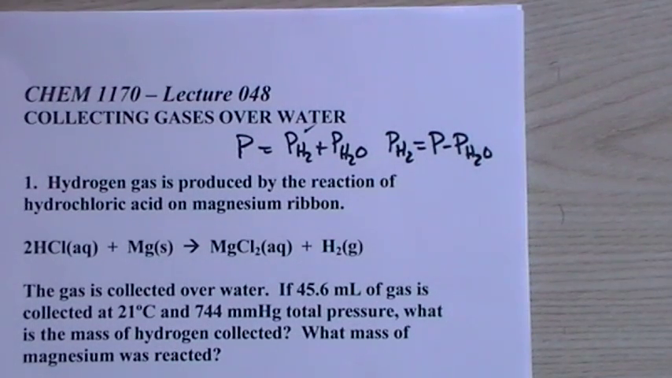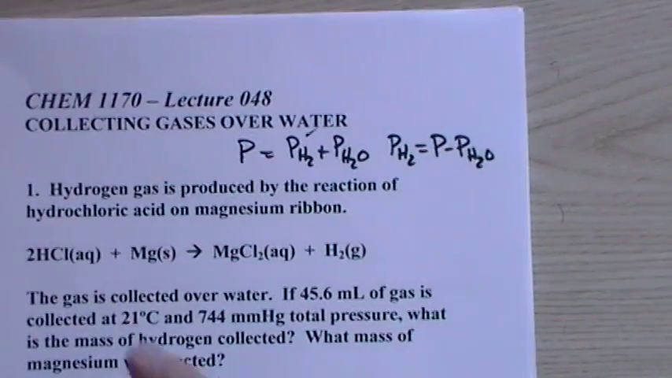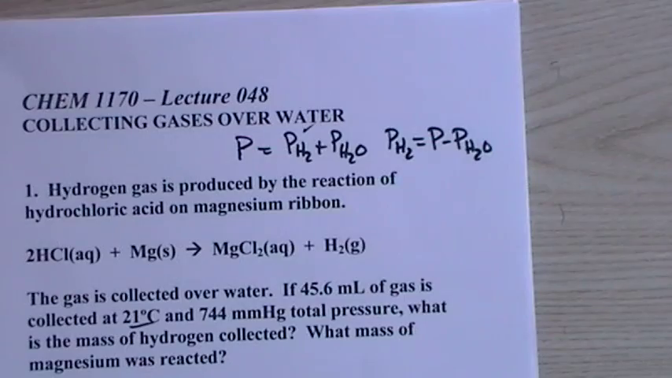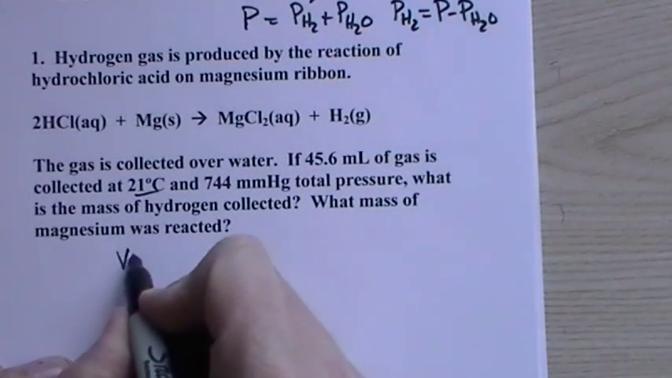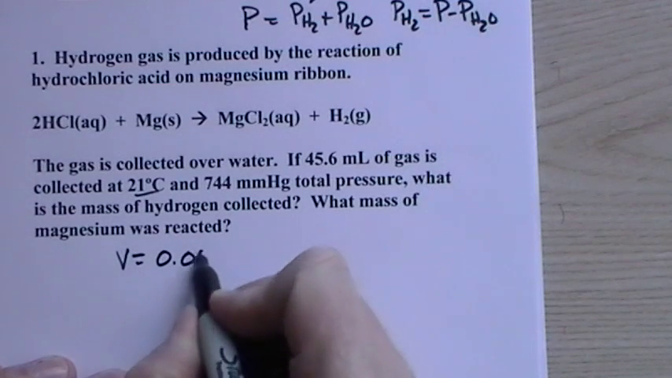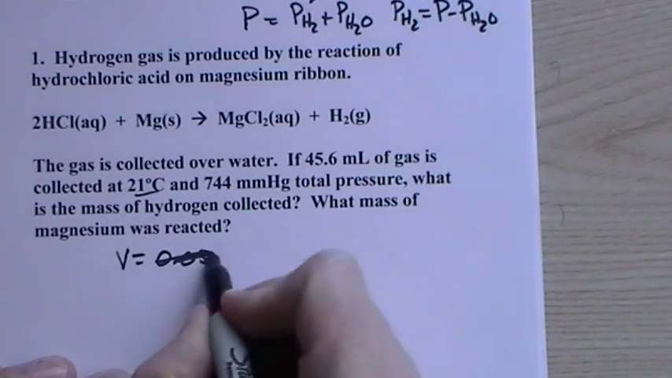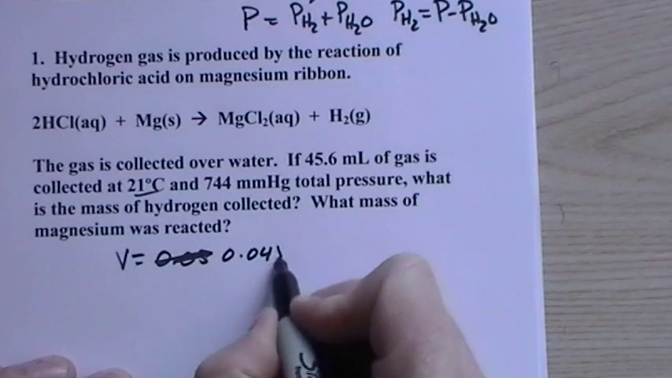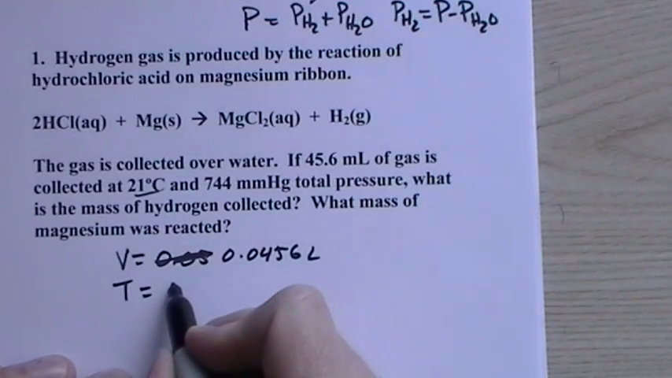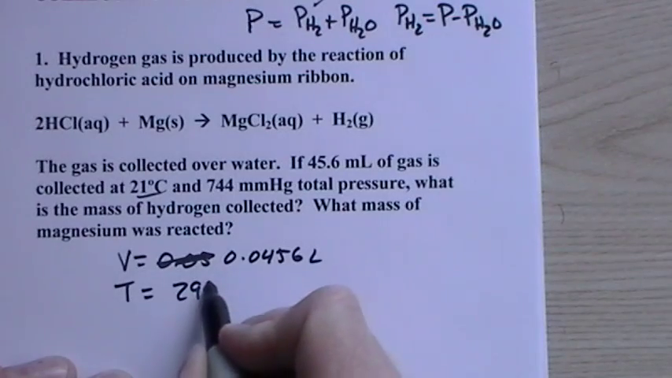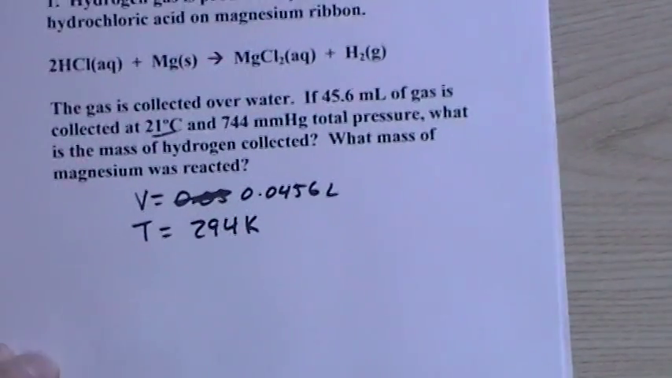The vapor pressure of water changes with temperature. As the temperature goes up, the water vapor pressure increases. So we have to be aware of the temperature. Now, the volume, the water vapor and the hydrogen travel around in the same volume, so we don't have to do anything to that except change it to liters. The temperature, both gases are at the same, the gas and the vapor are at the same temperature.